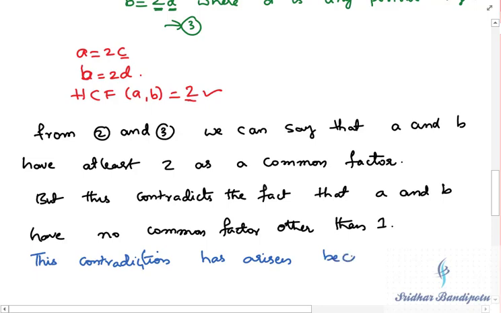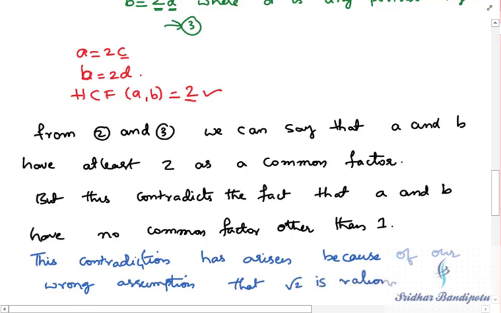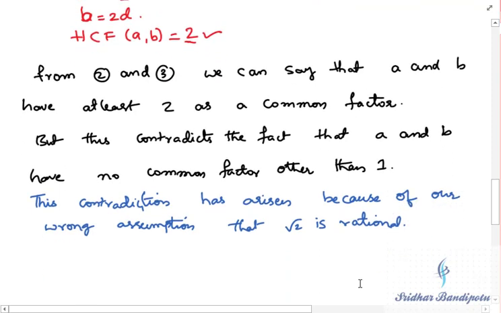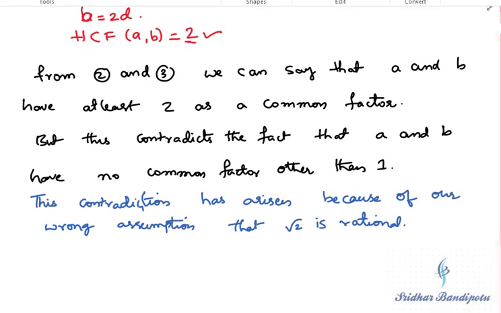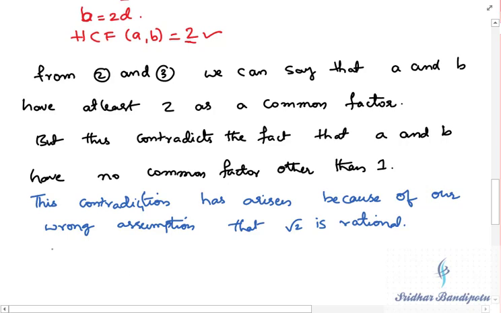This contradiction has arisen because of our wrong assumption. What was the wrong assumption? Root 2 is rational. This was the wrong assumption. So now how can we conclude? Therefore we conclude that root 2 is irrational.